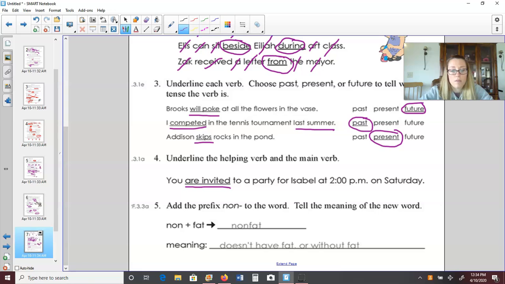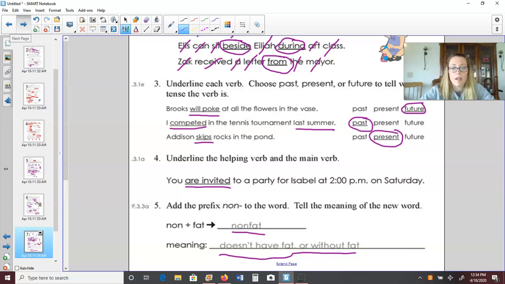Number 5, adding the prefix non to the word and telling what the meaning of the word now is. So non plus fat, we get non-fat. That was a spelling word before. And non-fat means it doesn't have any fat or without fat because non means not. So maybe you have non-fat milk or non-fat yogurt. Oftentimes we see that word associated with food.